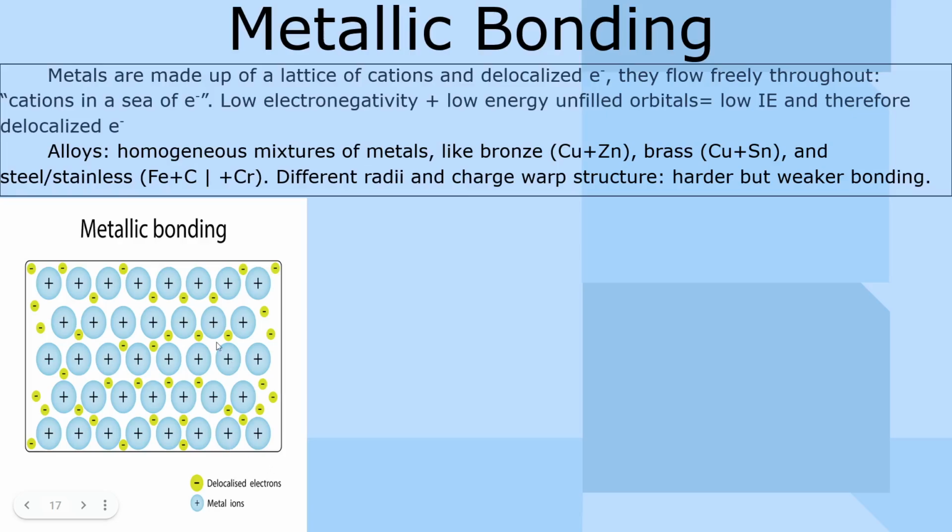So this is a kind of a diagram of what metallic bonding looks like. As you can see, there's a bunch of these metal ions that are acting as cations. These electrons are just kind of floating freely throughout. So they're delocalized, as we had talked about earlier.